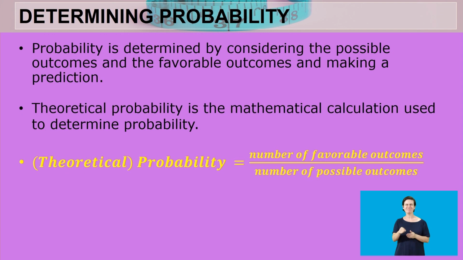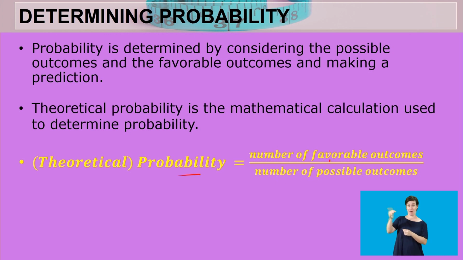Probability is determined by considering the possible outcomes and the favorable outcomes and then making a prediction. So we've got theoretical probability, which is a mathematical calculation that is used to determine probability. How do we make this mathematical calculation? We say theoretical probability is equal to the number of favorable outcomes divided by the number of all possible outcomes.